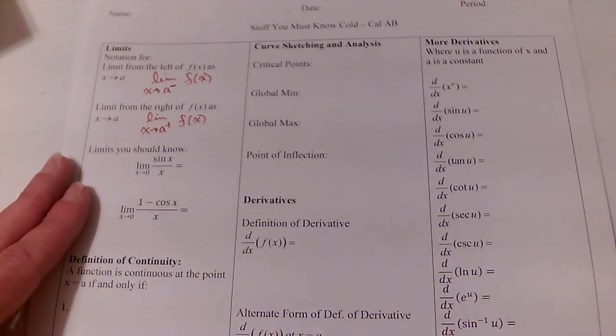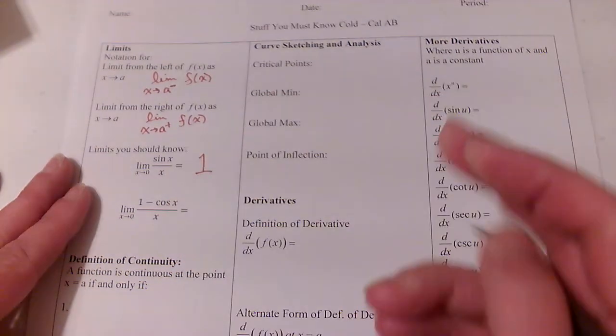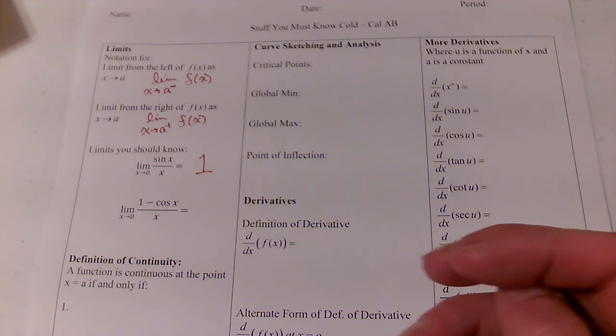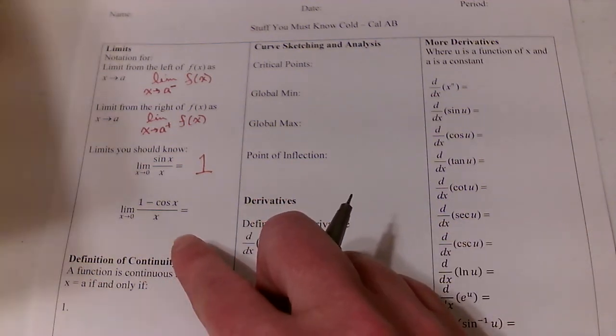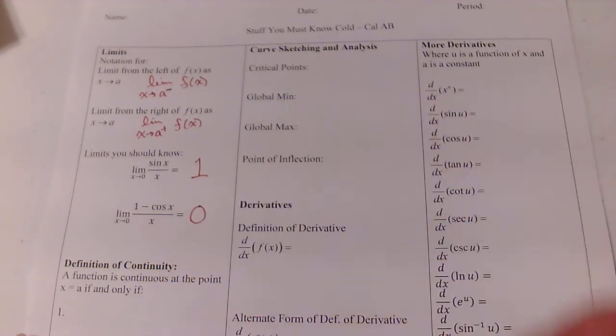These two limits you should memorize. The limit as x approaches 0 of sine x over x is 1. The limit as x approaches 0 of 1 minus cosine x over x is 0.